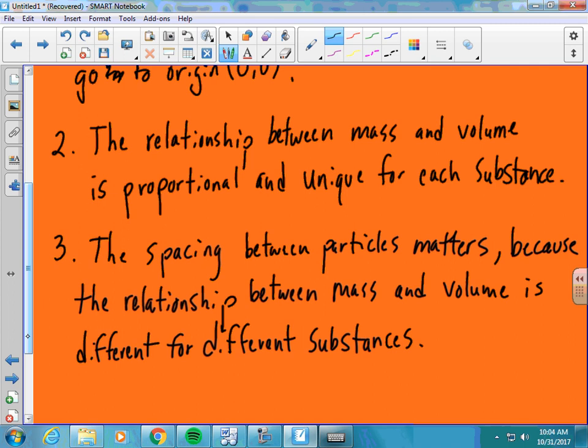Okay? So if I used a certain metal A, whatever metal A is, I might have a slope that's super steep. And then I use another metal B that the slope is not as steep. Well, that slope should stay consistent as long as I'm using the same substance, but that means that it's going to be different for different substances.